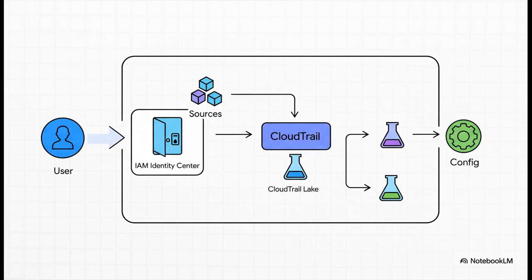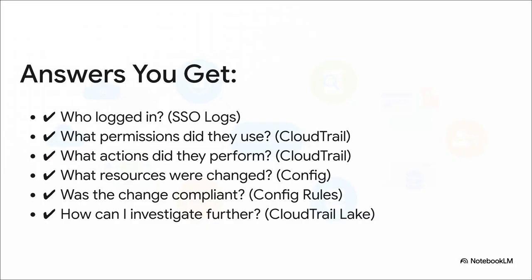So, the end result is this comprehensive framework that lets you answer every critical question an auditor is going to throw at you. Who logged in? You check the SSO logs. What actions did they perform? That's in CloudTrail. What resources were actually changed? AWS Config has that record. And how do I investigate? You use CloudTrail Lake. You now have a clear, unbroken, and totally defensible chain of evidence from login all the way to impact.